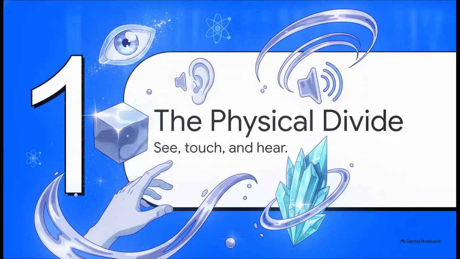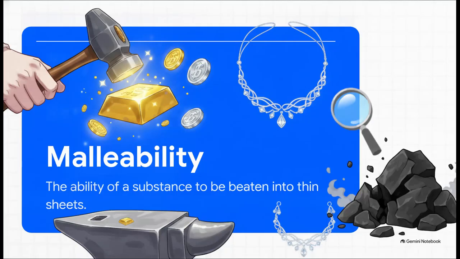Section 1. The physical divide. What we can see, touch, and hear. Let's start with malleability. By definition, this is the ability of a substance to be beaten into thin sheets. If you took a hammer and smashed a piece of coal, which is a nonmetal, it would just completely shatter, right? But metals are generally hard and can take a serious beating. What's cool is how this explains the real world around us. Gold and silver are actually the most malleable metals in existence, and that is exactly why we can craft them into incredibly delicate, paper-thin pieces of jewelry without them just snapping in half.